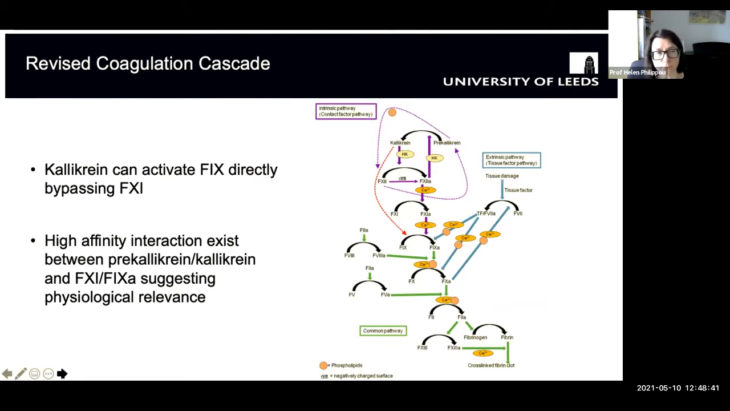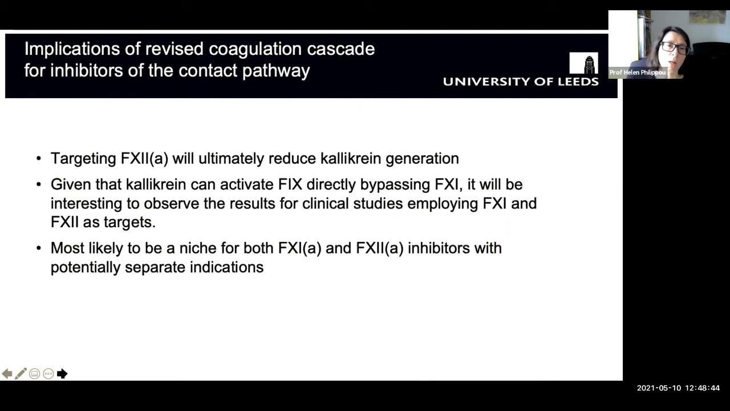Next slide, please. What this means is that if you target factor 12, ultimately you're reducing the amount of kallikrein generation, because factor 12 converts prekallikrein to kallikrein. So therefore, if kallikrein can activate factor 9 and bypass factor 11, it's going to be interesting to observe the clinical observations that we will see from the clinical studies targeting factor 11 and factor 12, because it might be that the efficacy may be slightly different in different clinical scenarios.